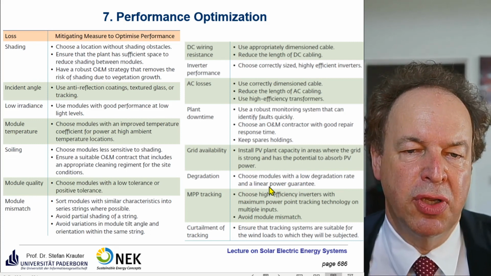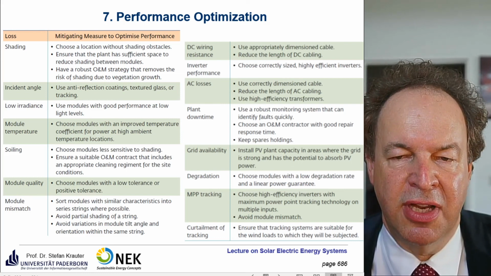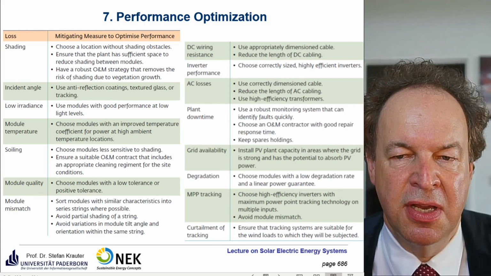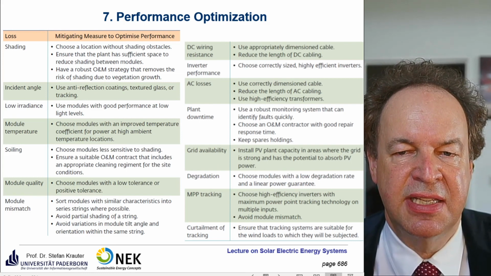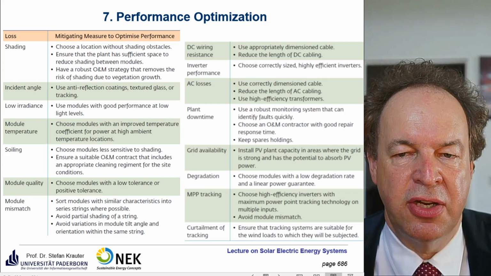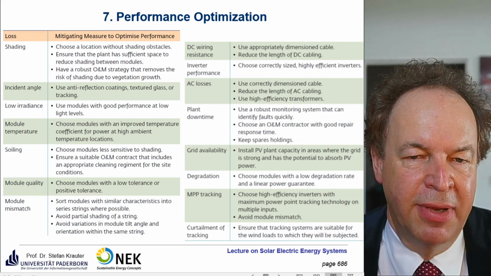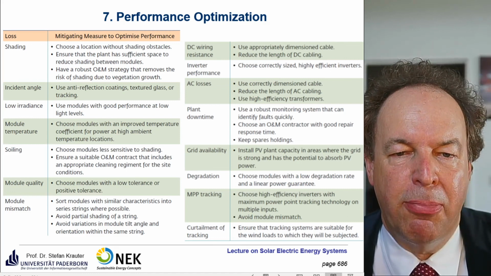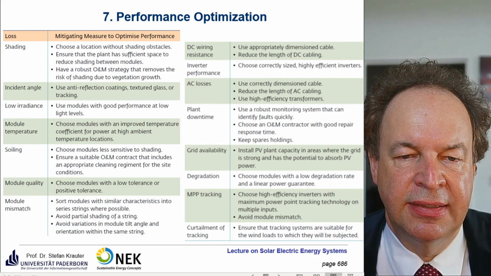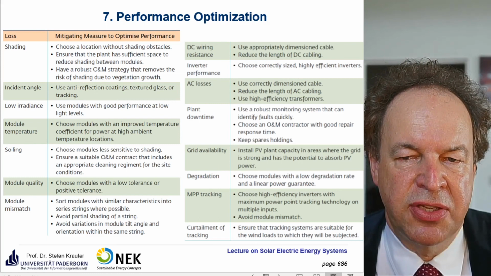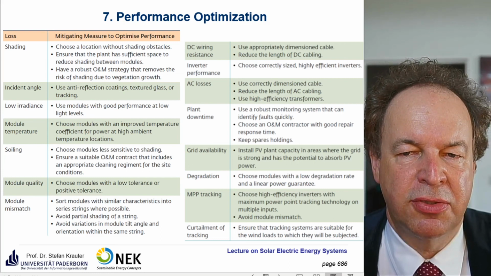Degradation. So sure, you choose modules with a low degradation rate and a linear power guarantee. So you have a guarantee, for example, that after 25 years the module is still able to deliver 80% of its initial power under standard test conditions, or even better. Maximum power point tracking: yes, you have to choose high efficiency inverters, and can add to this that they have fast tracking and global tracking.